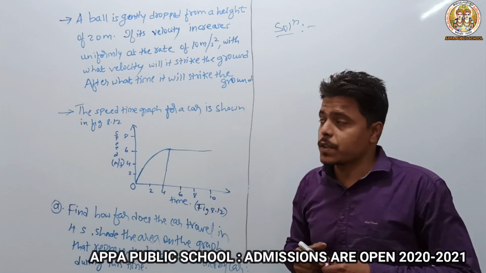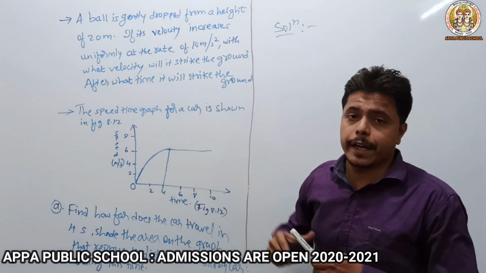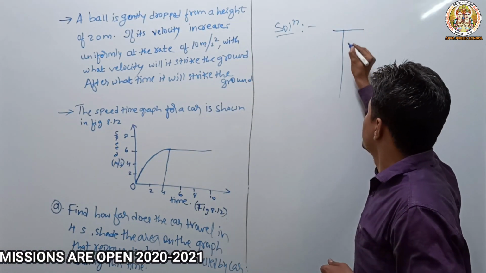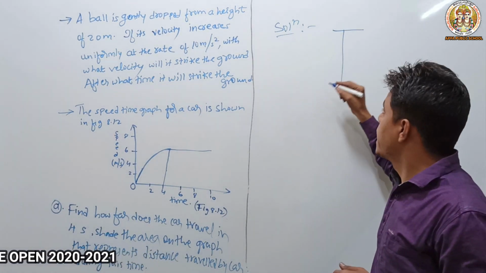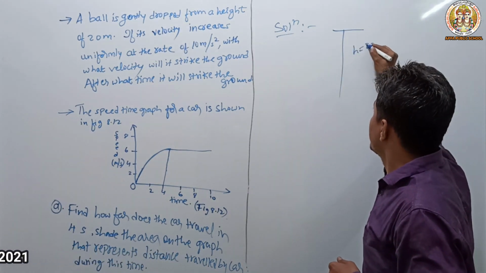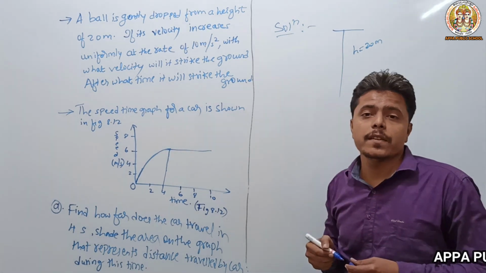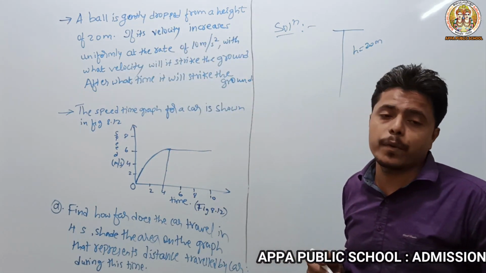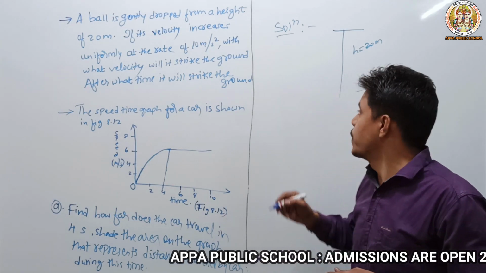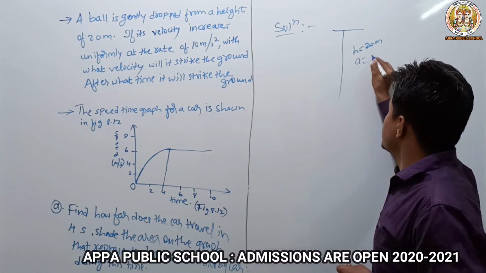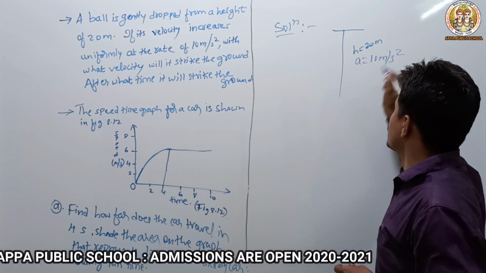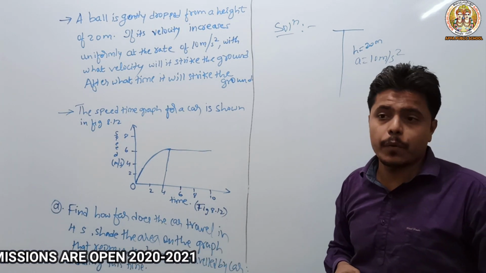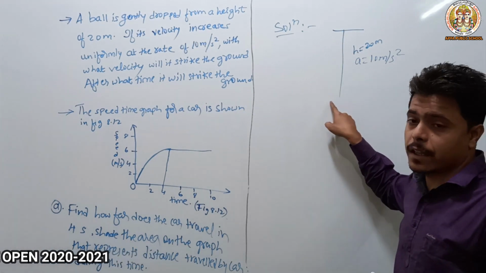So what is the question first asked? The ball is gently dropped from a height, and the height is given, 20 meter. If its velocity increases uniformly at the rate of 10 meter per second square, acceleration is given, that is 10 meter per second square. And with what velocity will it strike the ground?